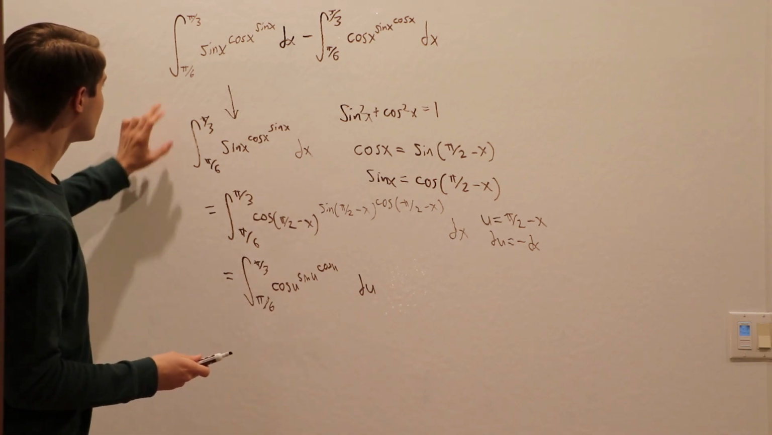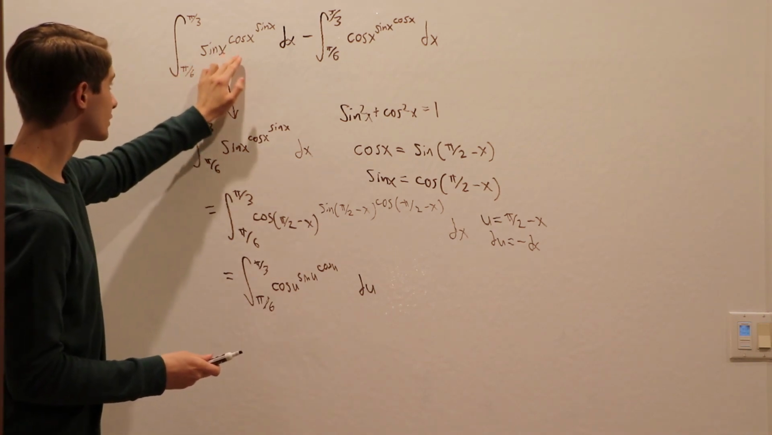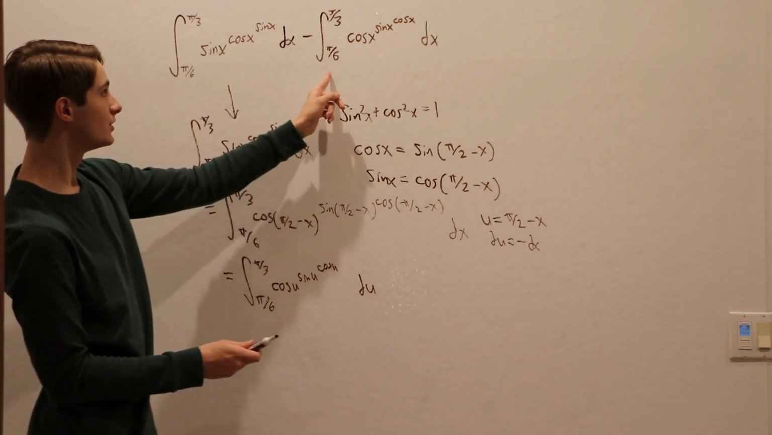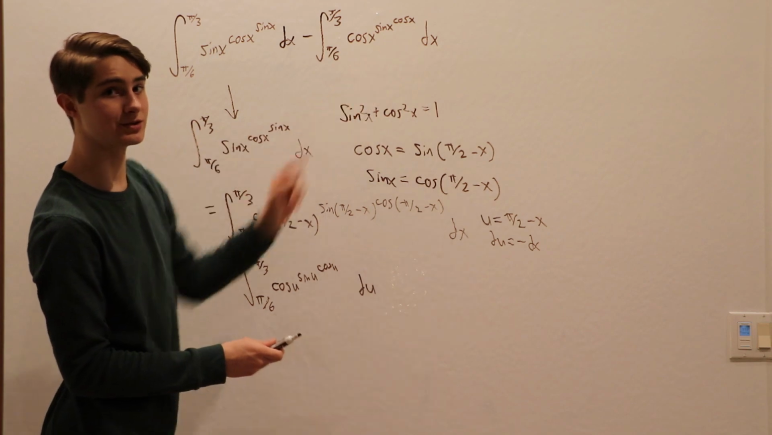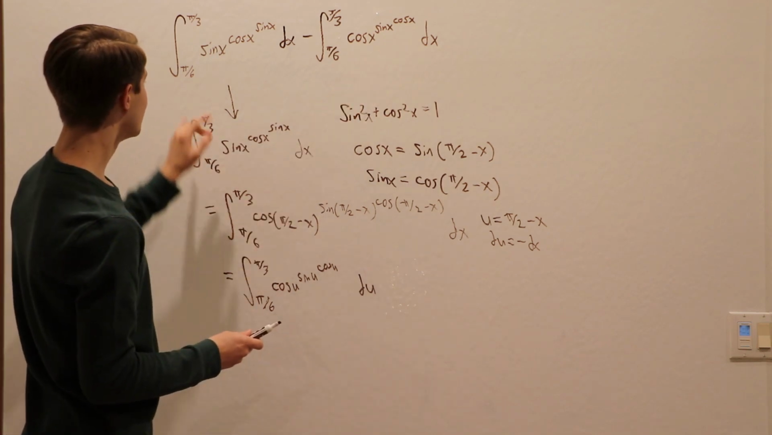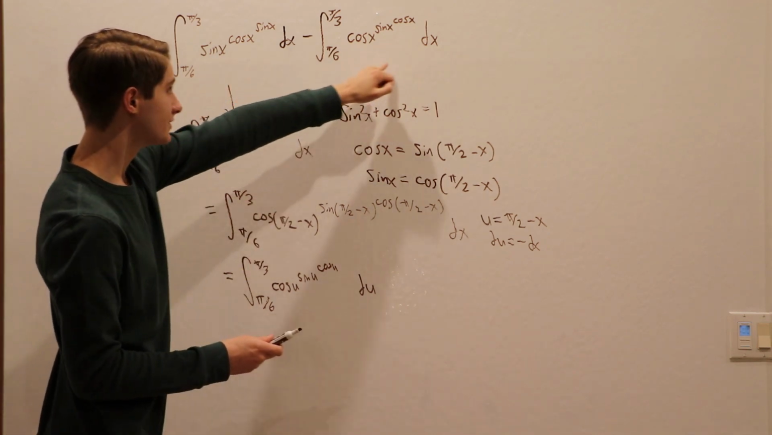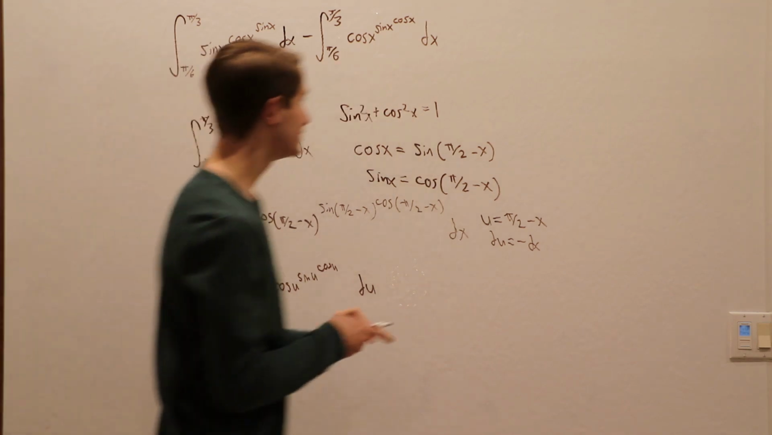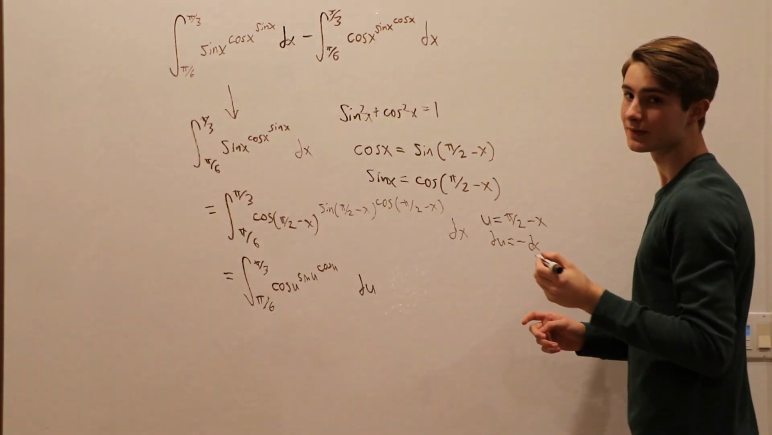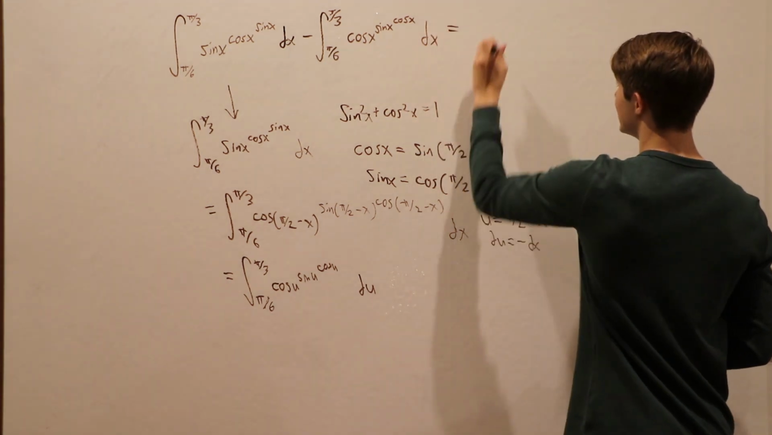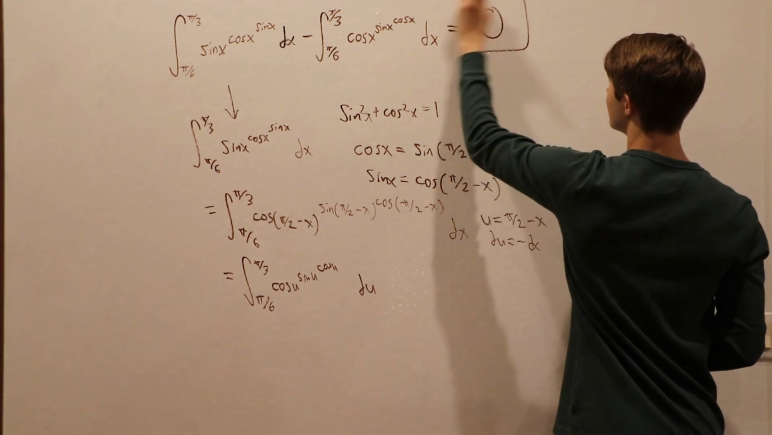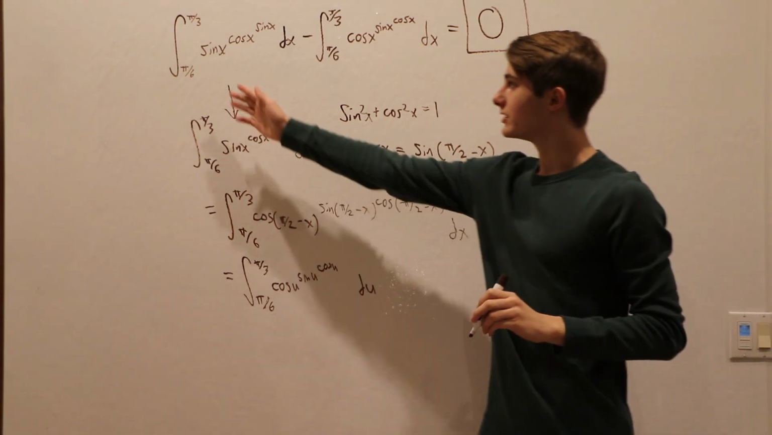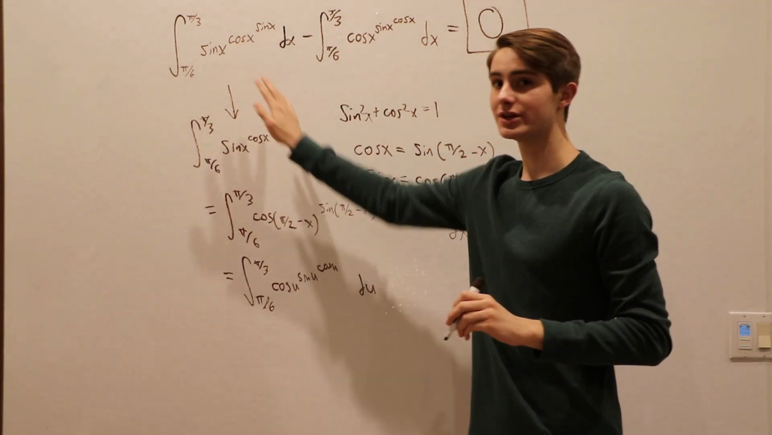So what we see is that our integral of sine of x to the cosine of x to the sine of x is actually equal to the integral of cosine of x to the sine of x to the cosine of x. So we have something minus the same thing because these two are equal. So if we take something minus itself, the only possible answer that we get is 0.